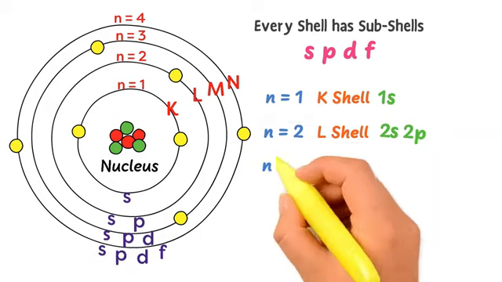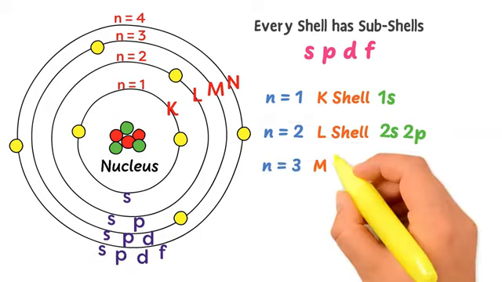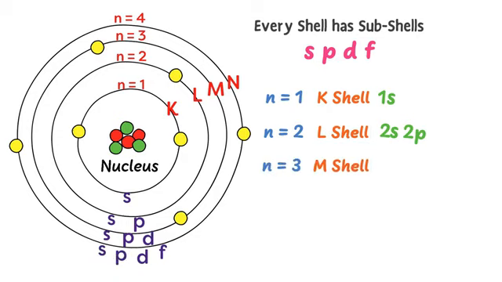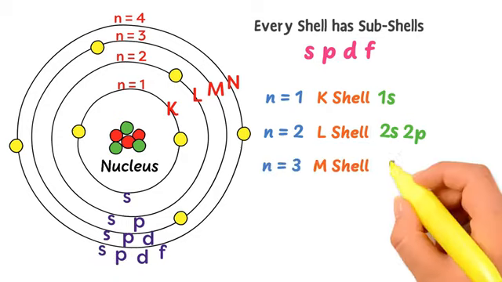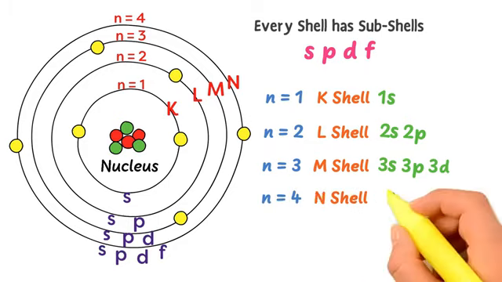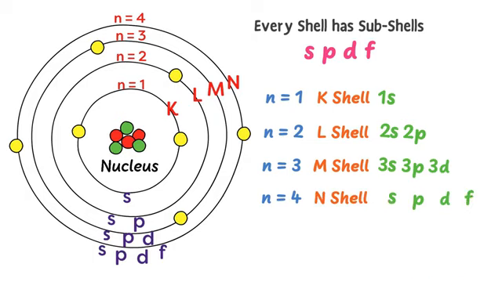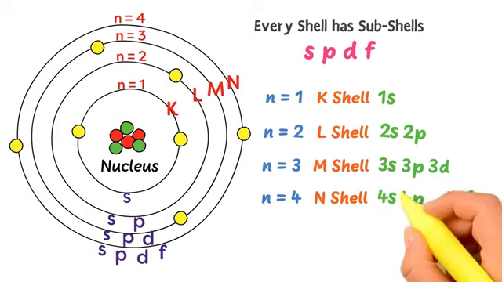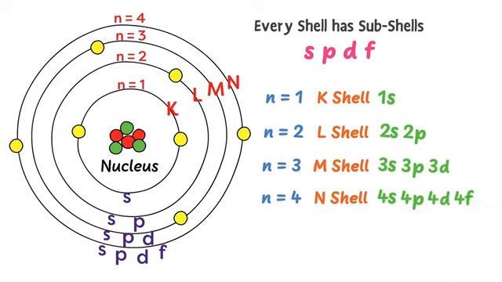Thirdly, I write n is equal to 3. It is the M shell, and we know that there are three subshells, namely S, P and D. I write 3 with S, P and D because they belong to the third shell. Fourthly, I write n is equal to 4. It is the N shell, and we know that it has four subshells, S, P, D and F. I write 4 with S, P, D and F because they all belong to the fourth shell.